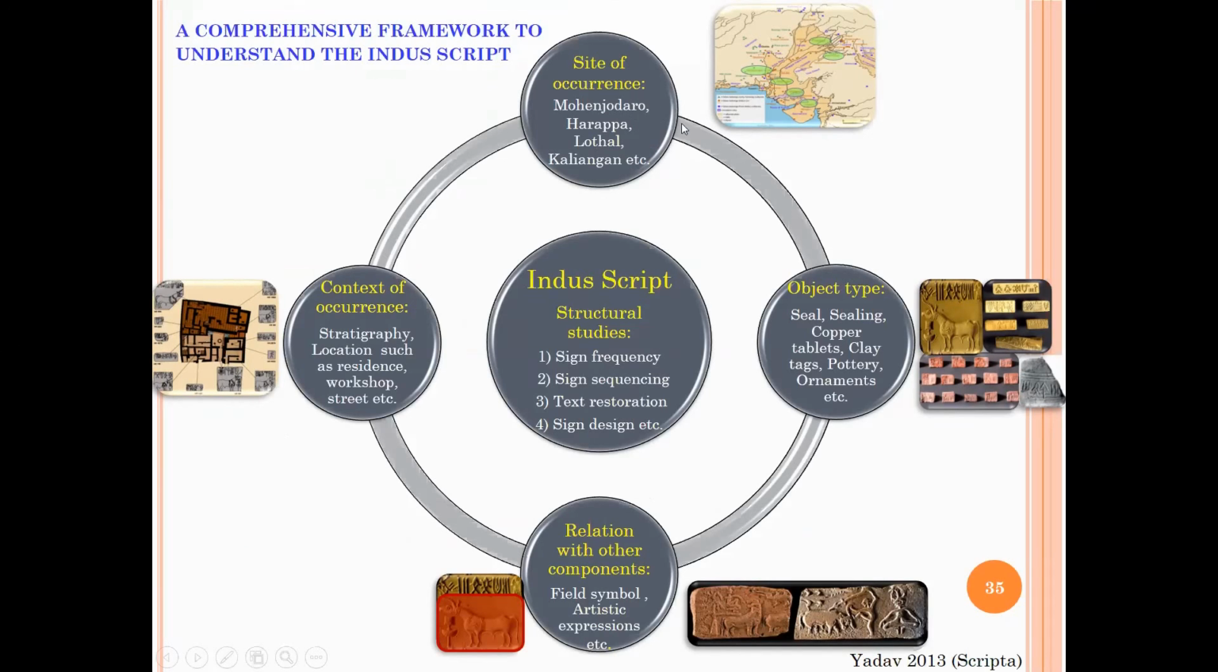So the various contextual parameters can be site of occurrence. We know that there were various different sites from which the data comes, so we can see how the usage pattern of individual signs varies with respect to different sites and different object types. What was the relation of the signs or text with the various patterns depicted on the seals? We can also correlate it with stratigraphical information to see how the script was evolving, and whether there was any change in the sequences with respect to time.